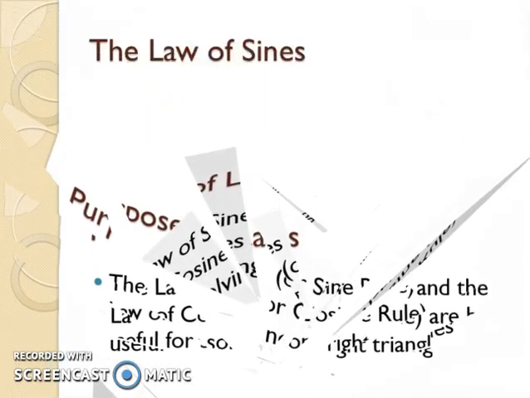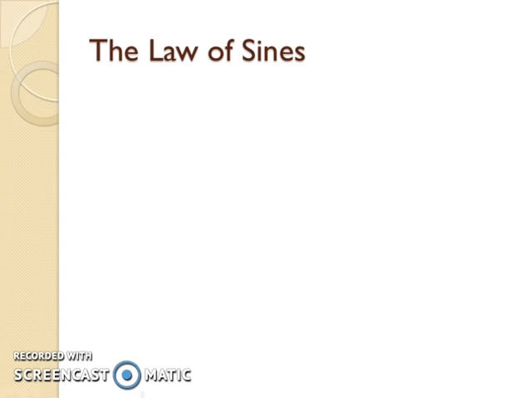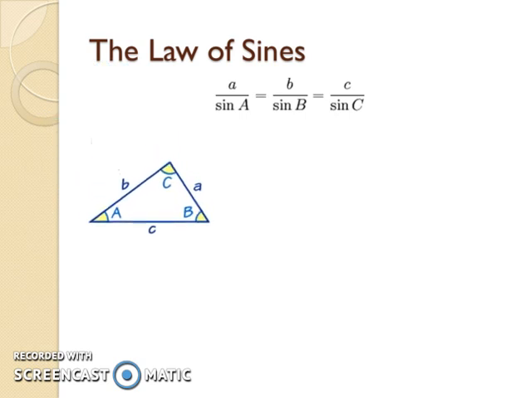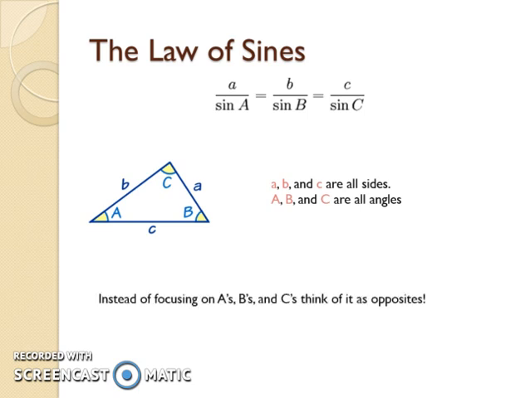Okay, so here's the Law of Sines. The Law of Sines is a over sine of angle A, b over sine of angle B, and c over sine of angle C. Lowercase a is the length of the side that's opposite our capital A, or angle A. Lowercase b is the side opposite angle B, and c is the side length opposite capital C. So lowercase letters are all side lengths, capital letters are all angle measurements, in degrees. Instead of focusing on the letters, focus on the fact that it's opposites. Lowercase b is opposite capital B.